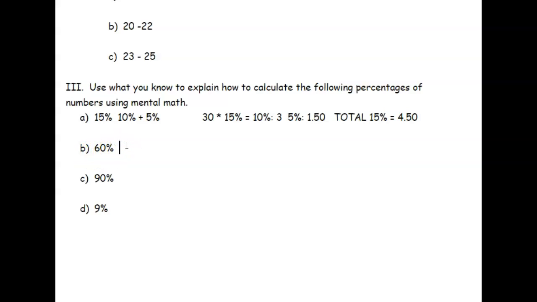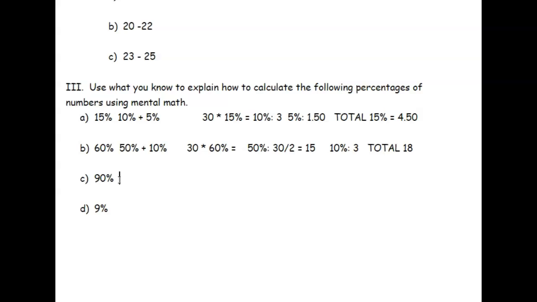60% should have been found. You should realize it's a 50% plus a 10%. So 50% of something, let's just stick with the 30 again. So 30 times 60%: 30 divided by 2, because that's how I find 50%, which is 15. 10% we just found before, but I would move the decimal once. And then I would add those together. So I get 60% of 30 is 18.